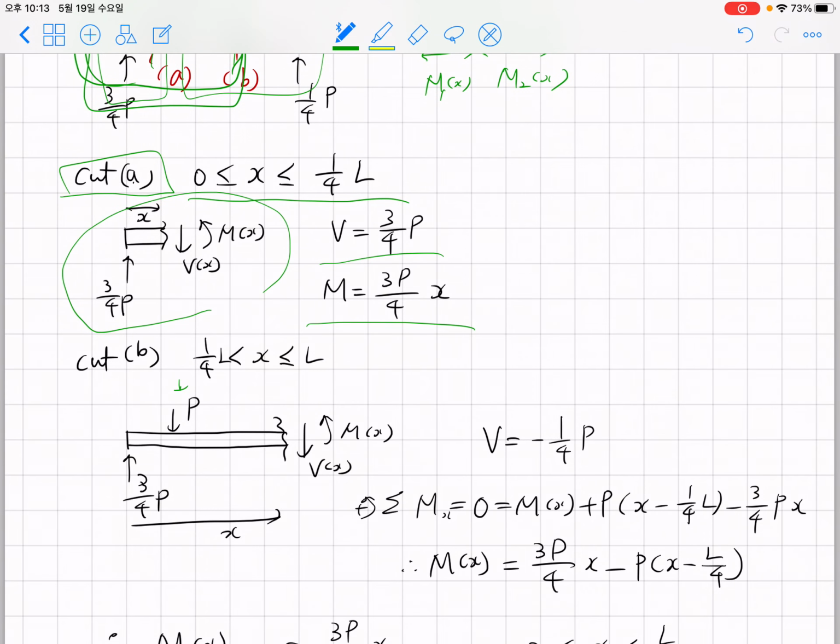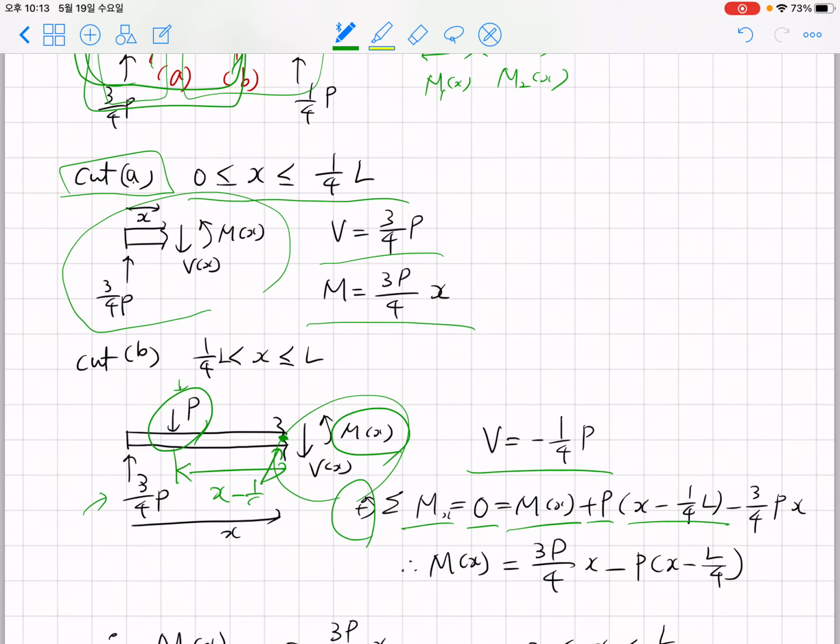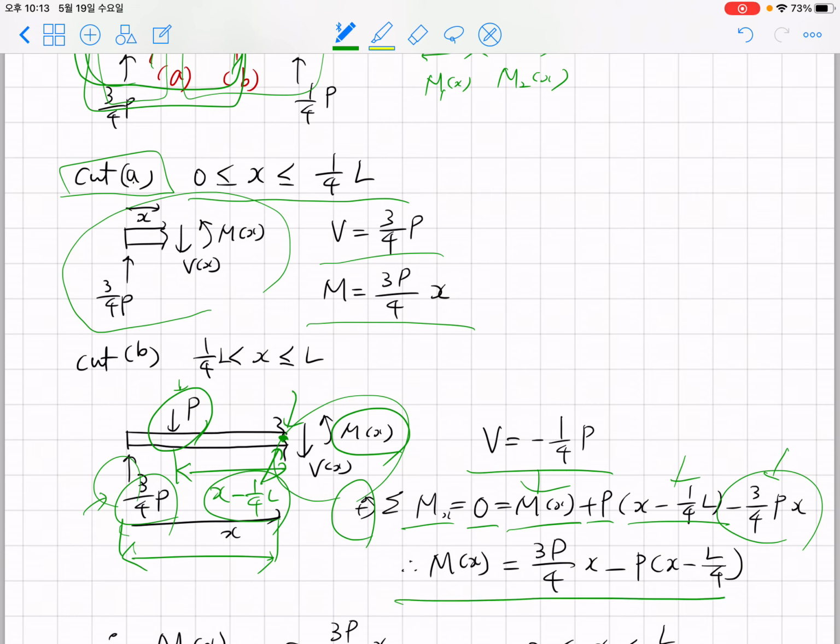Now consider cut B, and try to draw the free body diagram of this entire left region. We have external loadings 1 and 2, and regarding the interface reactions, shear force and moment, from the force equilibrium, V turns out to be negative 1/4 P. For the moment equilibrium around this point, if you take counterclockwise as the positive sign, the summation of moments should be 0. There is the local moment Mx, there is a moment due to P times (x minus L/4), and you have minus 3/4 P times x, where the length is x and 3/4 P gives a clockwise moment. With respect to this point, you have another expression for M.